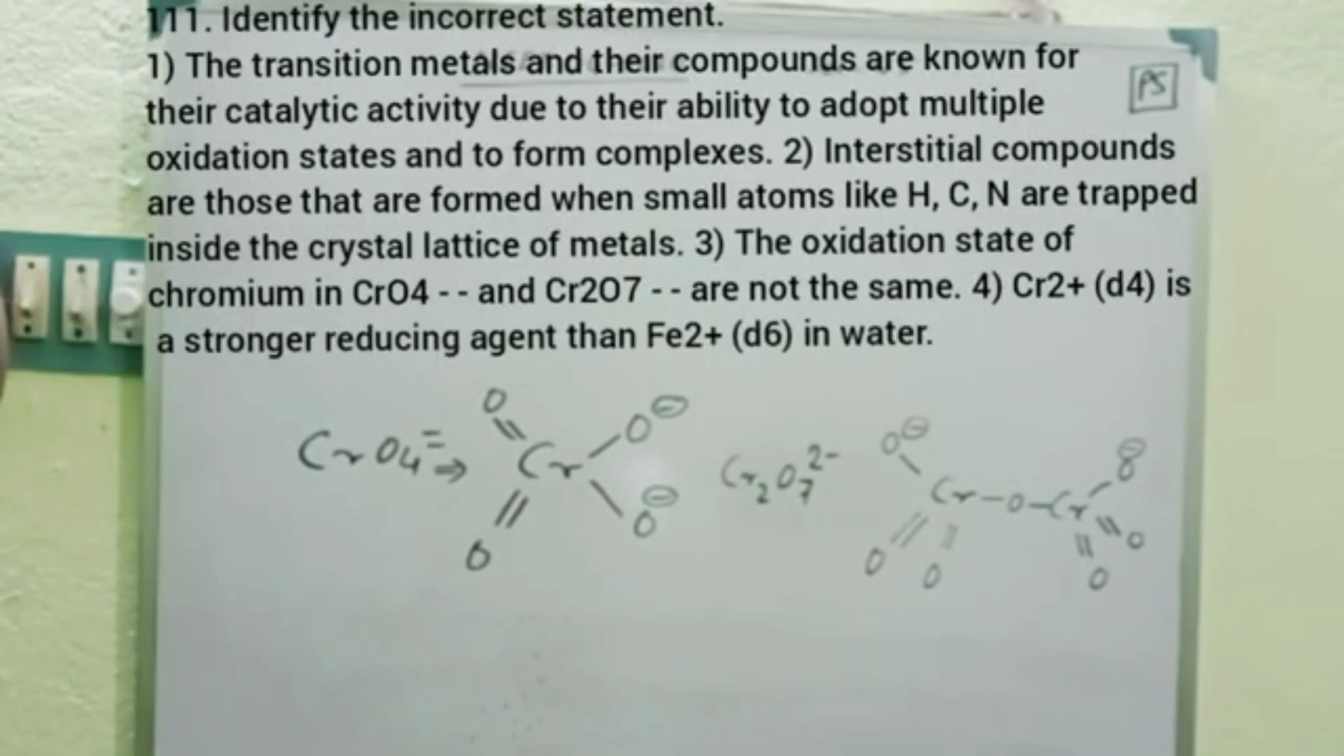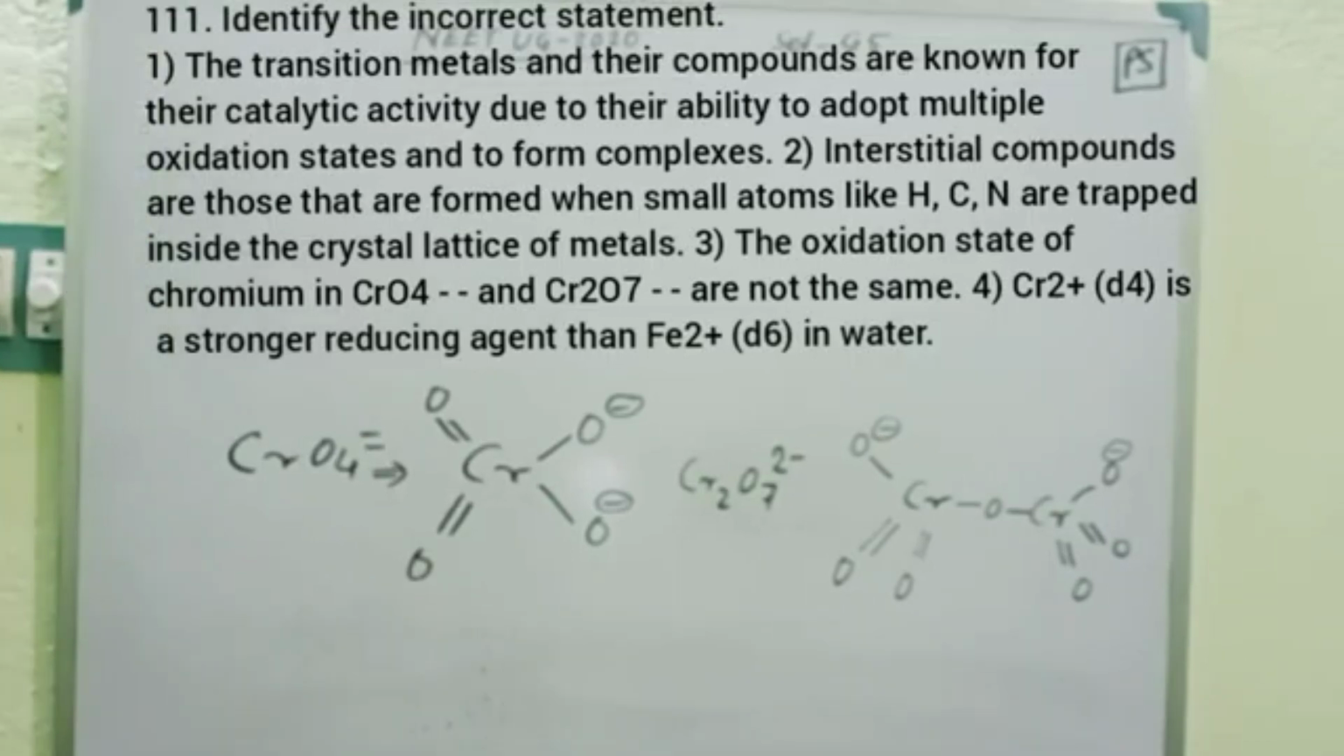If you know the structure of molecular ion, you can calculate the oxidation number in this process. Each bond contributes +1 to electropositive element and -1 to electronegative element. In CrO4 2-, there are 6 bonds with oxygen. Therefore, the oxidation number of chromium in CrO4 2- is +6.